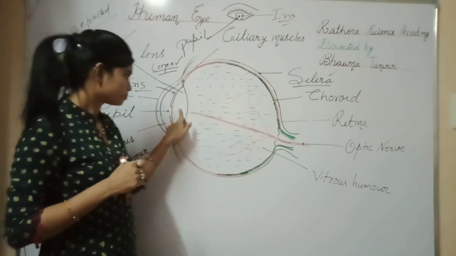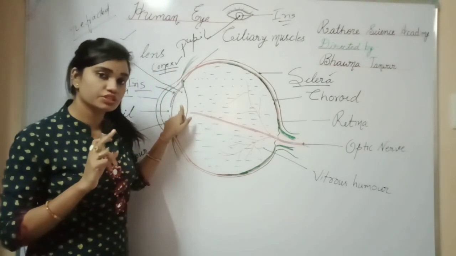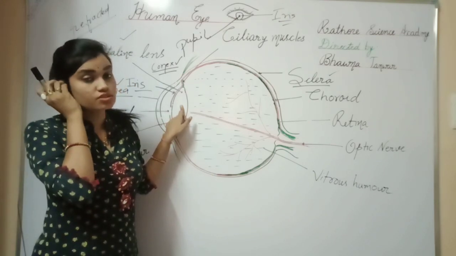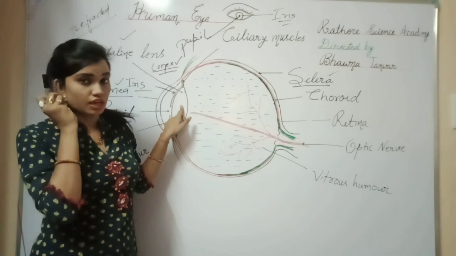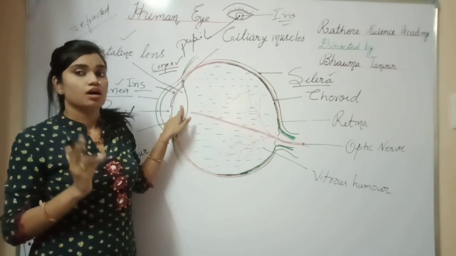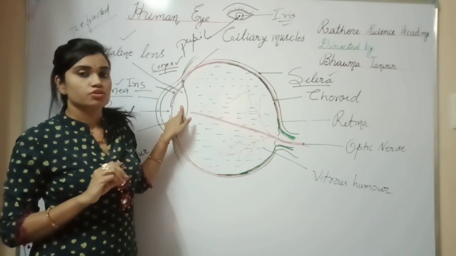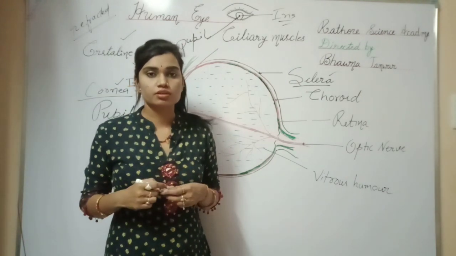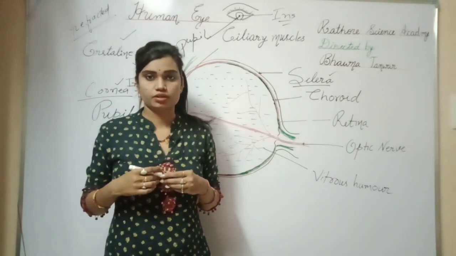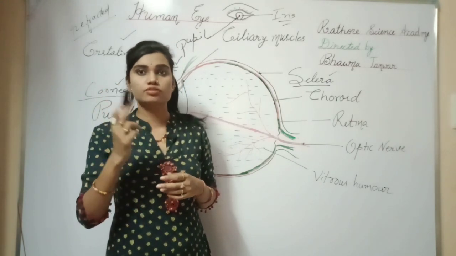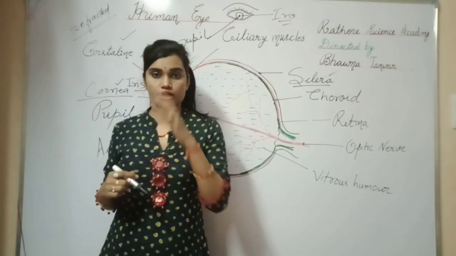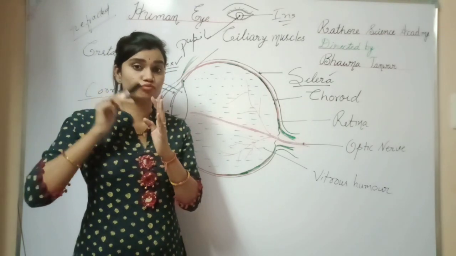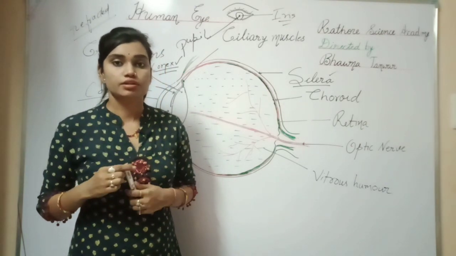Now see, our eye can also change its focal length according to the need of the object or the distance of the object. If I have to see something which is far from me, I have to lift up my eye a little, right? At that time the focal length of the eye increases.